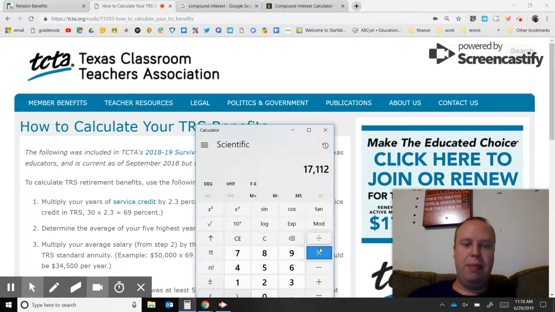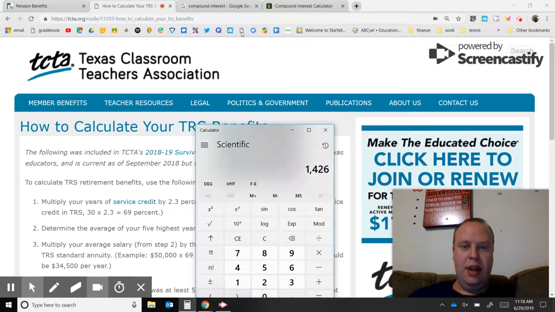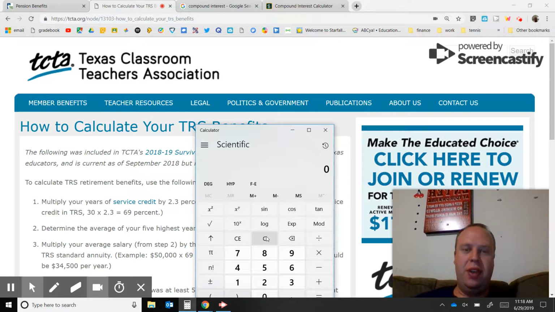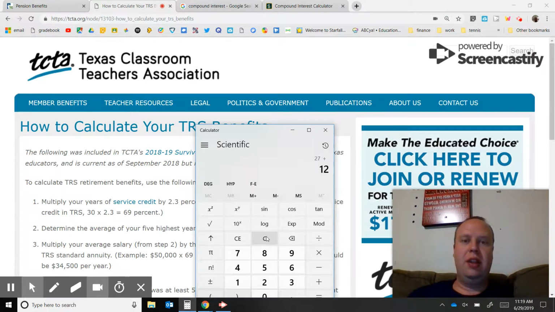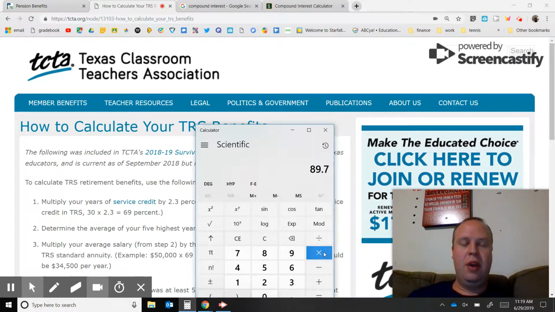You take that number, divide it by 12, which will be your monthly income, and I have a monthly income of $1,426. That is assuming that I stop working now and wait until 65. If I keep working from now until I'm 65, I am 38 years old, so 65 minus 38 is 27 more years until I can retire in peace. If I do 27 years plus the 12 I already did, I would have 39 years of service. 39 times 2.3 would be 89.7% of my last 5 years' salary.